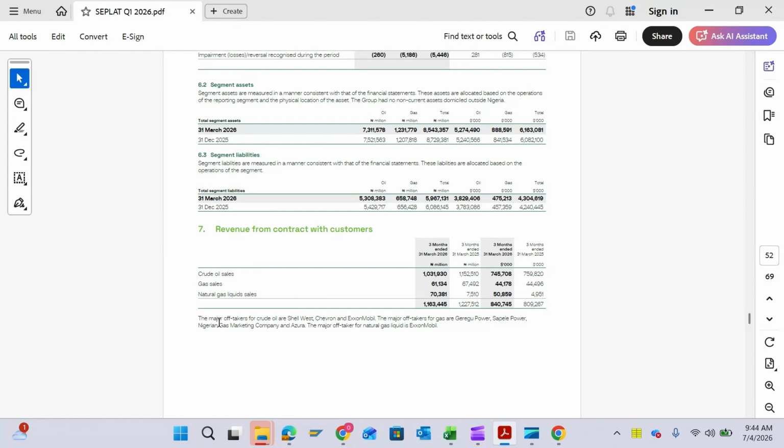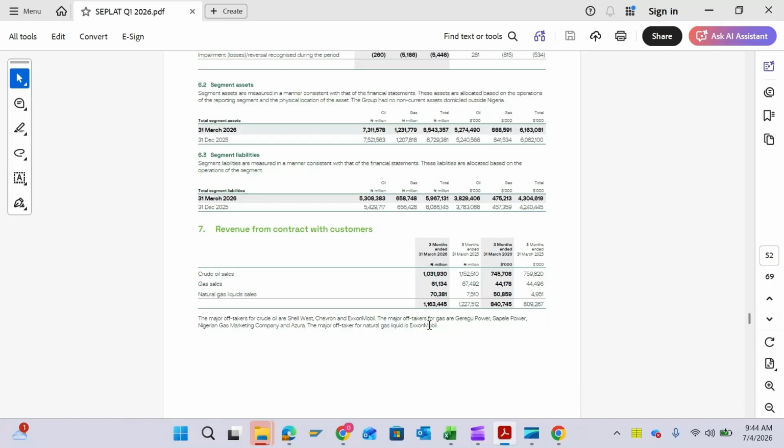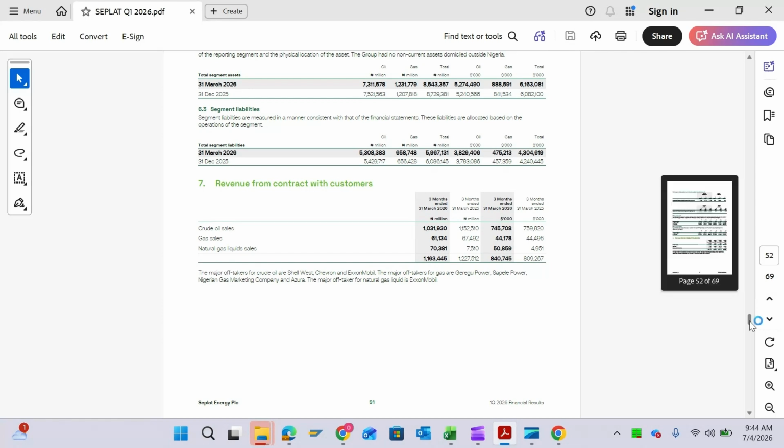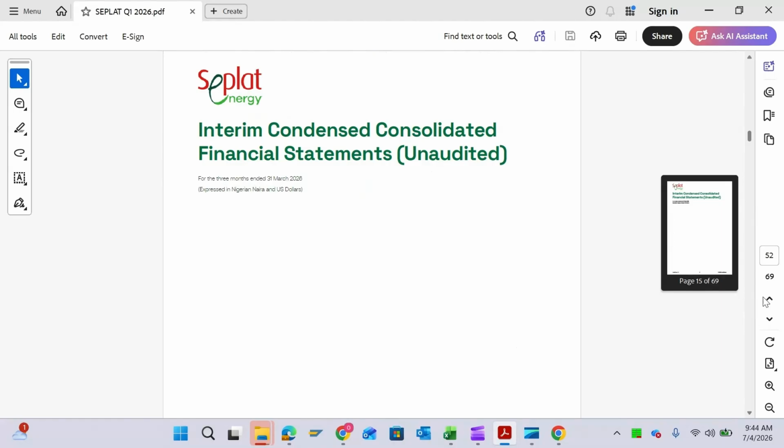Then there will be other notes for you to understand. For example, this one says the major off-takers for crude oil are Shell West, Chevron, and ExxonMobil. That is their top customers. The major off-takers for gas are Geregu Power, Sapele Power, Nigeria Gas Marketing Company, and Azura. So they will give details in total. It's always interesting to read a company's financial statement. You get to learn a lot about the company. So that's the importance of the notes.